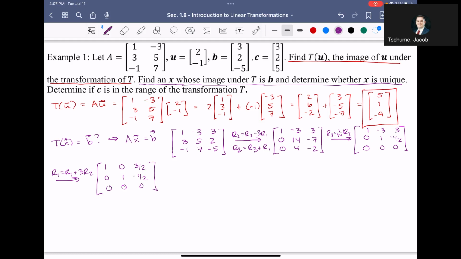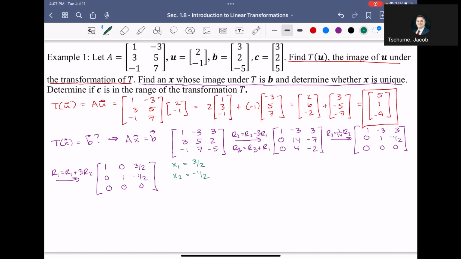So now what does this statement tell us? This tells us that if we were to write out what it says, the first row says that x1 must be 3/2, and the second row says that x2 must be negative 1/2. Please, once again, don't fall for this trick.